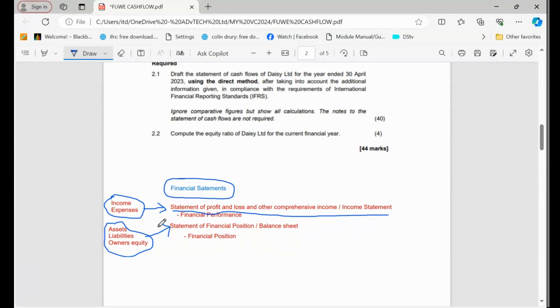Obviously, if you want to check your financial position, you always look at your assets. You always look at what you own. And you also look at what you owe. Can you see now? Yes, what you are worth.